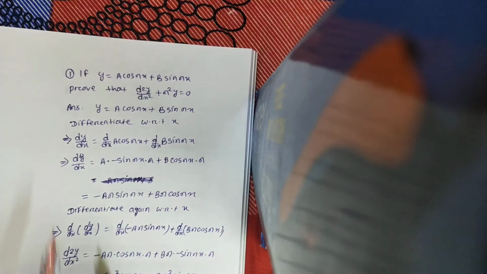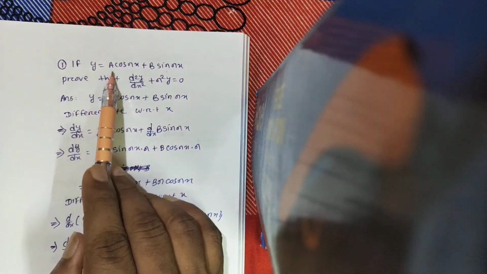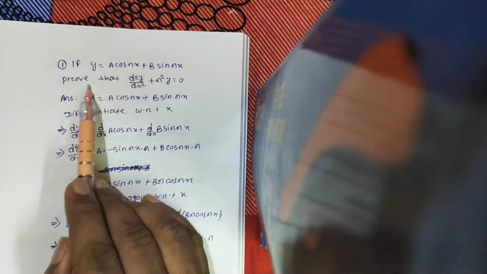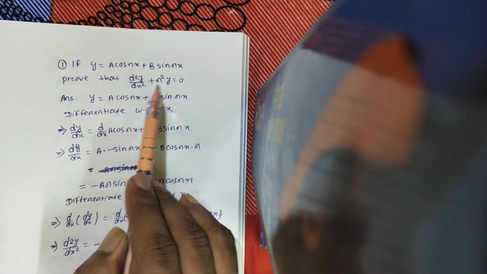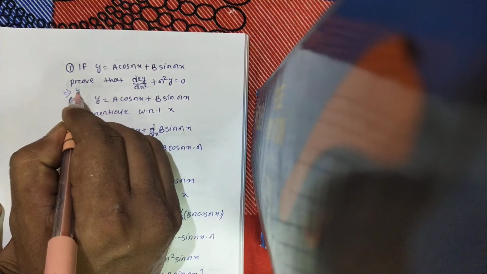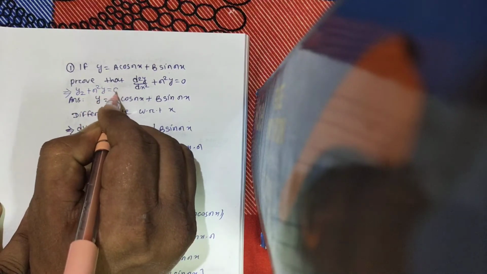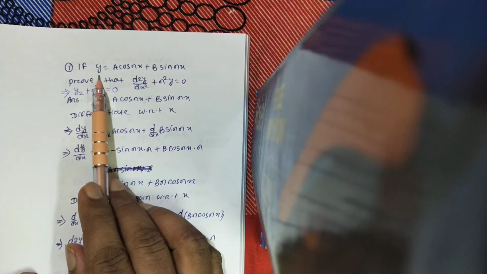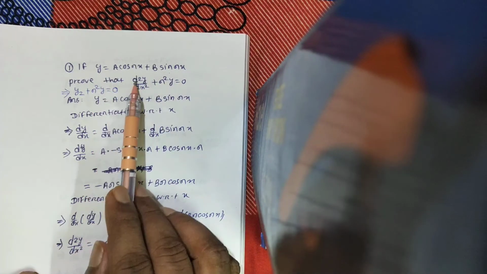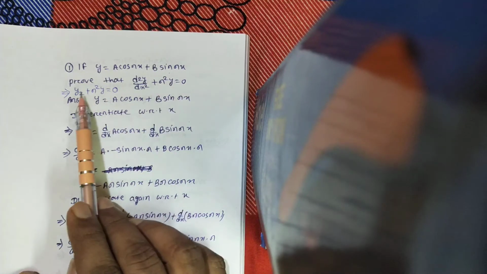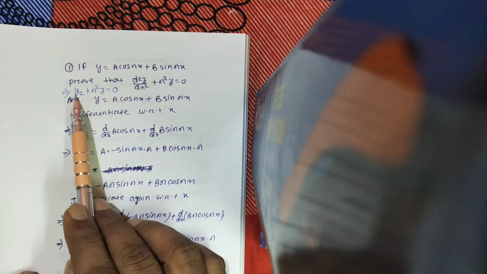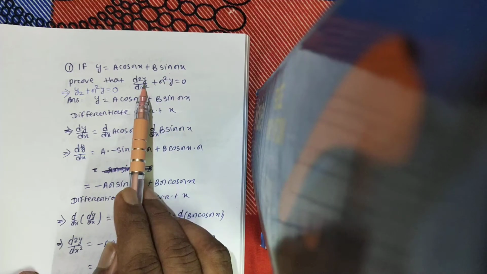Two important questions we'll discuss in this session. First question is: given that y is equal to a cos nx plus b sin nx, then prove that d square y by dx square plus n square y is equal to 0. And in some books it is also given, that means prove that y2 plus n square y is equal to 0. Okay, that means if y is equal to a cos nx plus b sin nx, then prove that d square y by dx square plus n square y is equal to 0, or prove that y2 plus n square y is equal to 0, since d square y by dx square can be written in the form of y2.